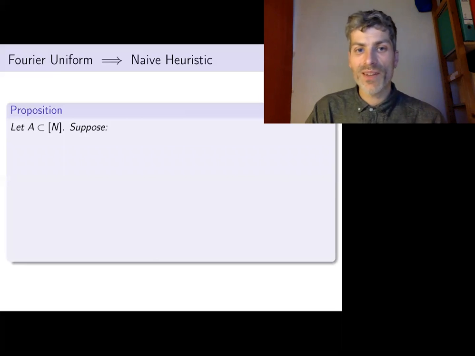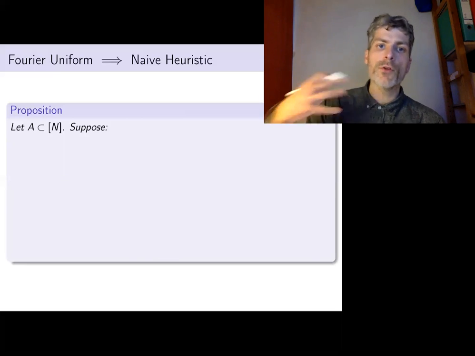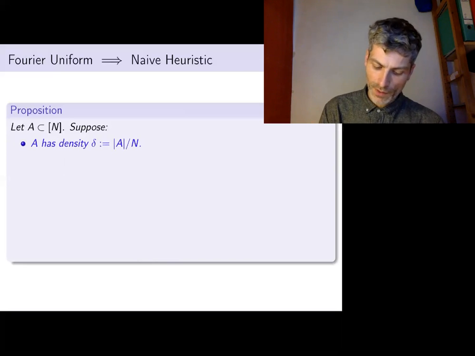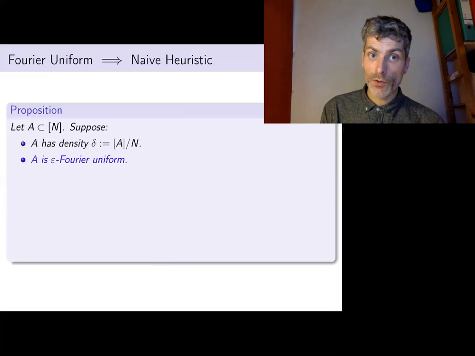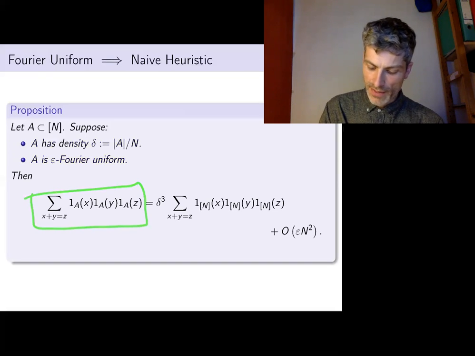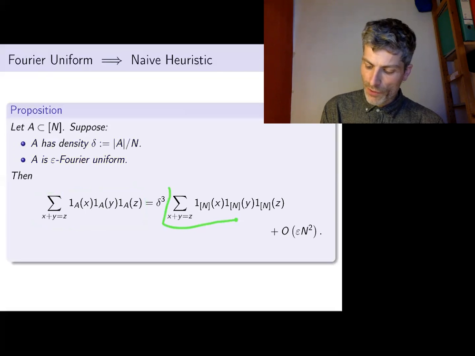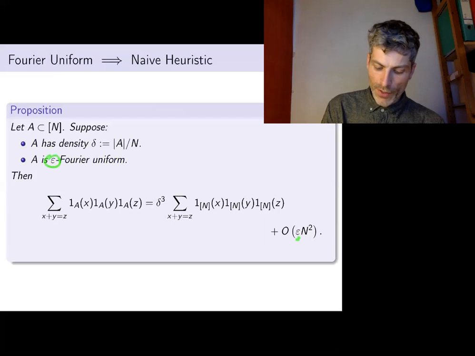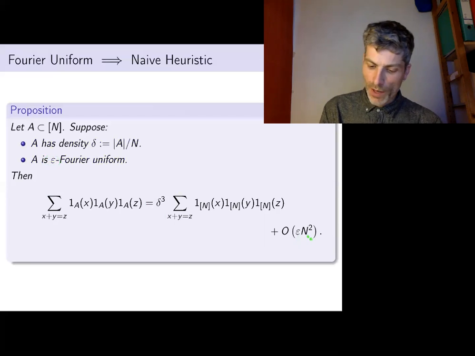But the most important facet of Fourier uniformity for us is that if you're Fourier uniform, you do satisfy the naive heuristic. So here's a proposition. We've got a set of density delta. Let's assume it's epsilon Fourier uniform. Then the number of solutions to our equation in this dense set is equal to the number of solutions in the interval weighted by the density cubed plus an error, which is epsilon, the level of Fourier uniformity, times n squared, and n squared is the order of magnitude of this.